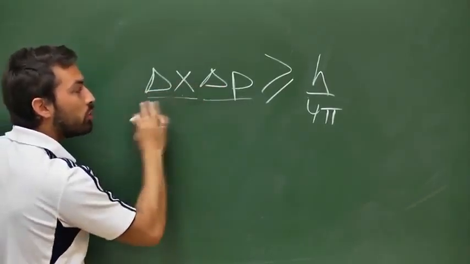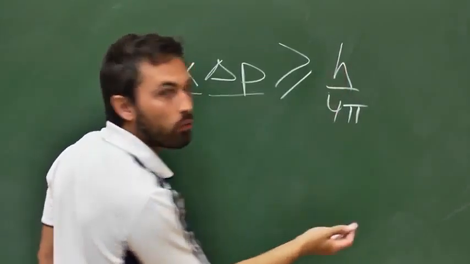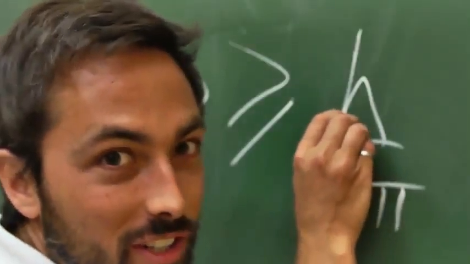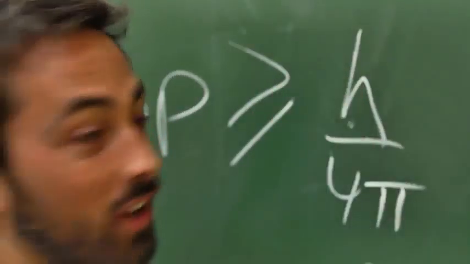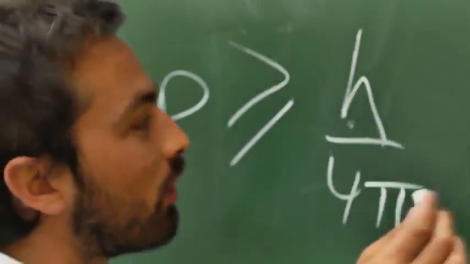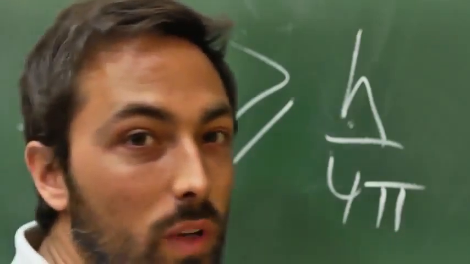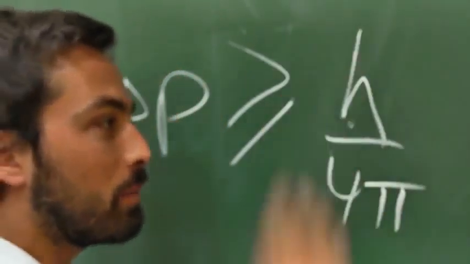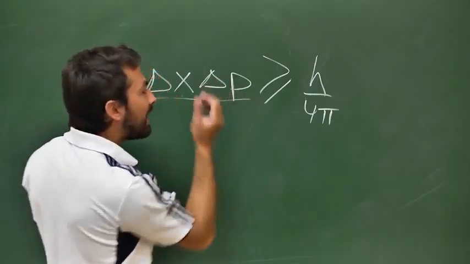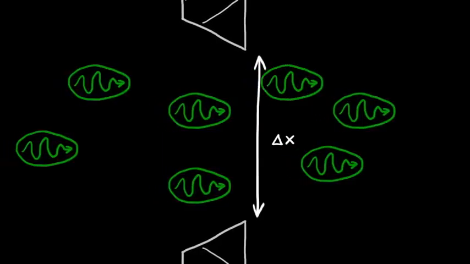Now, if you multiply those two quantities together, they must always be greater than or equal to h on 4 pi. Now, h is Planck's constant, and that deserves a video all to itself, like this one by 60 Symbols. But for our purposes, it's just a very small number. So in our everyday lives, we don't come up against this uncertainty relation because everything is much, much bigger than h. But as we narrowed the slit, we were decreasing delta x for those photons.